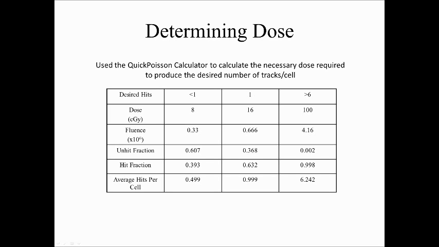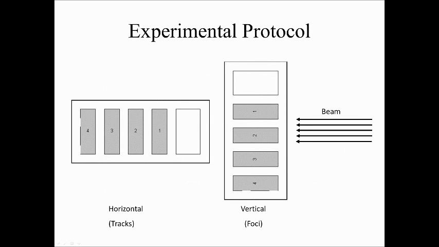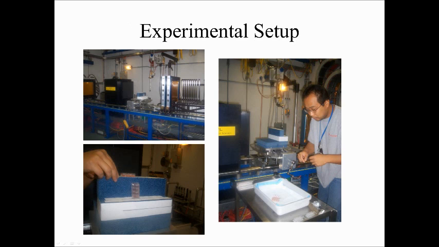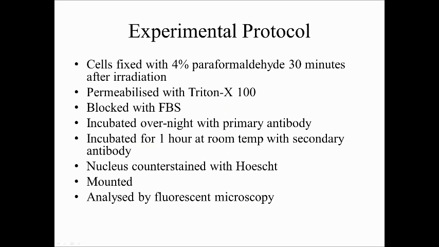We want to have some frequencies of hits, less than one particle, one particle, and more than 6 particles, for example. So you calculate the dose to get that, depending on the LET and the size of the nuclei, and you come up with this dose in centigray when you give the fluence, the unhit fraction and the hit fraction. So you can have an idea of the amount of cells that will be hit or not, and the average hits per cell. Nice numbers. And this is the way they irradiate, horizontal.